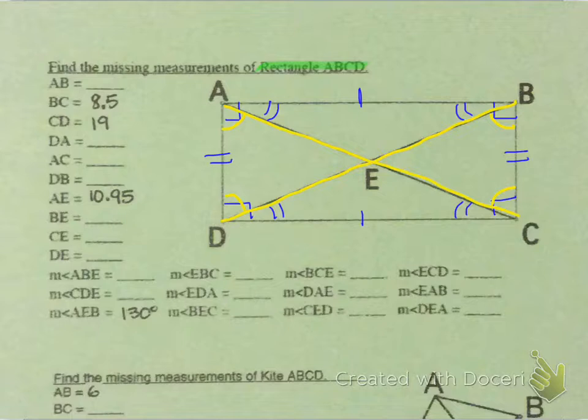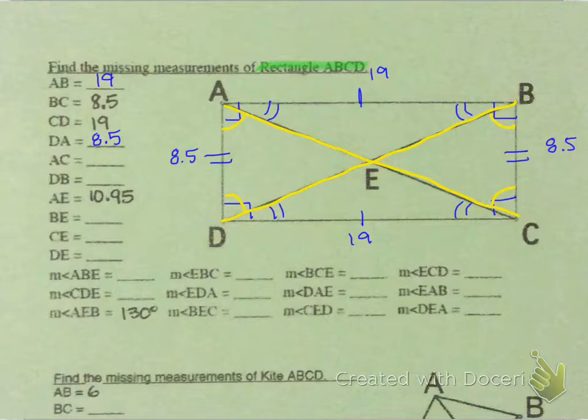They told us that BC is 8.5. Well, that's one of the sides, and I know that opposite sides are congruent, so this other side, AD, or DA, whatever you want to call it, must also be 8.5, so I can fill that in. They did not tell me AB, but they did tell me that CD was 19, so therefore AB, the one across from it, must be the same.